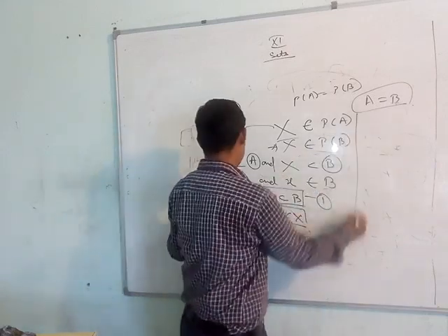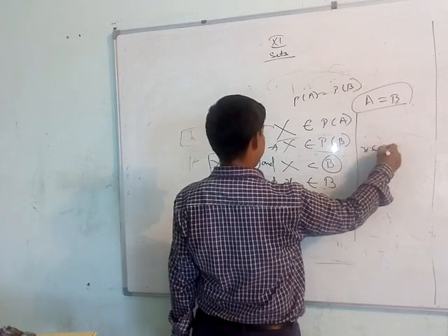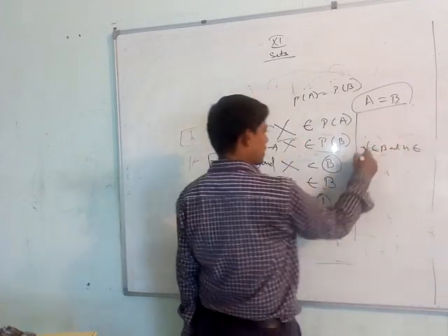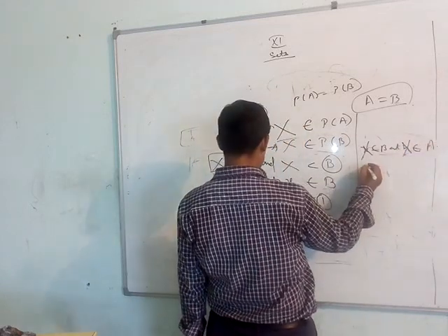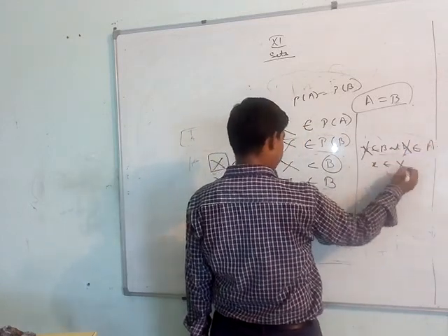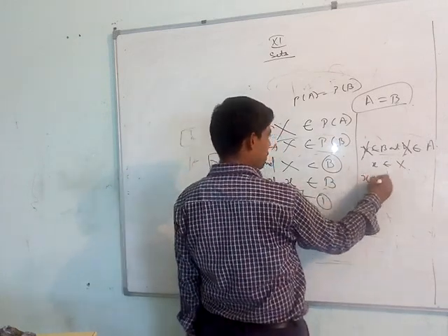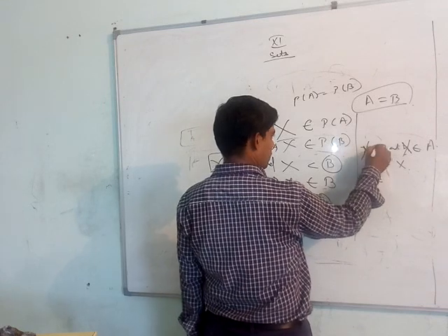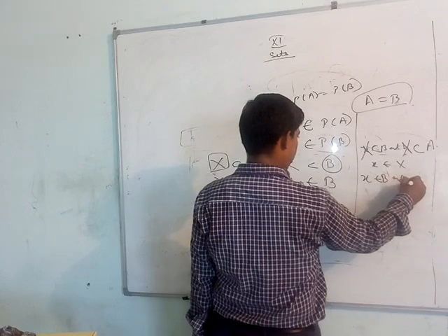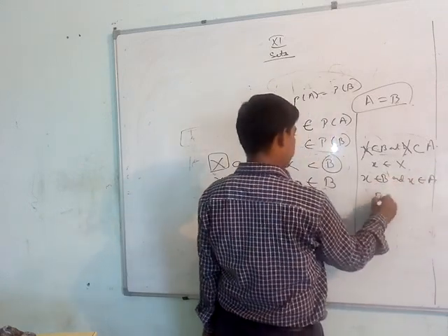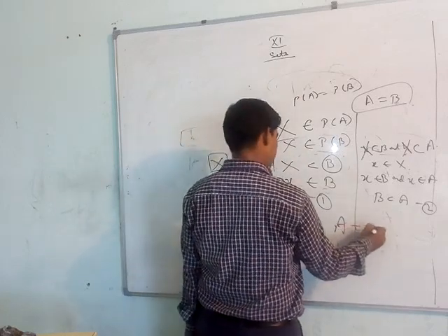Similarly, we can start like this: capital X is a subset of B and capital X is a subset of A. Let small x belongs to capital X. So therefore we can write that small x belongs to B and small x belongs to A. In other words, B is subset of A. Therefore A must be equal to B.